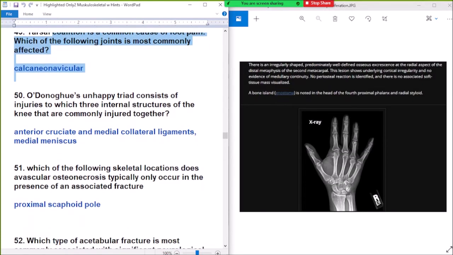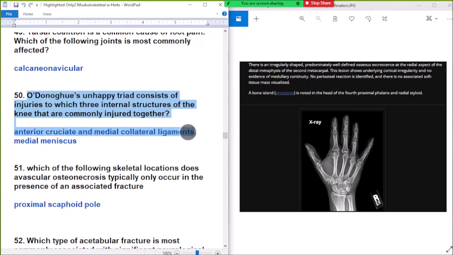Question 50. O'Donoghue's unhappy triad consists of injuries to three internal structures of the knee that are commonly injured together: anterior cruciate ligament, medial collateral ligament, and medial meniscus. O'Donoghue's unhappy triad consists of anterior cruciate ligament, medial collateral ligament, and medial meniscus injury.